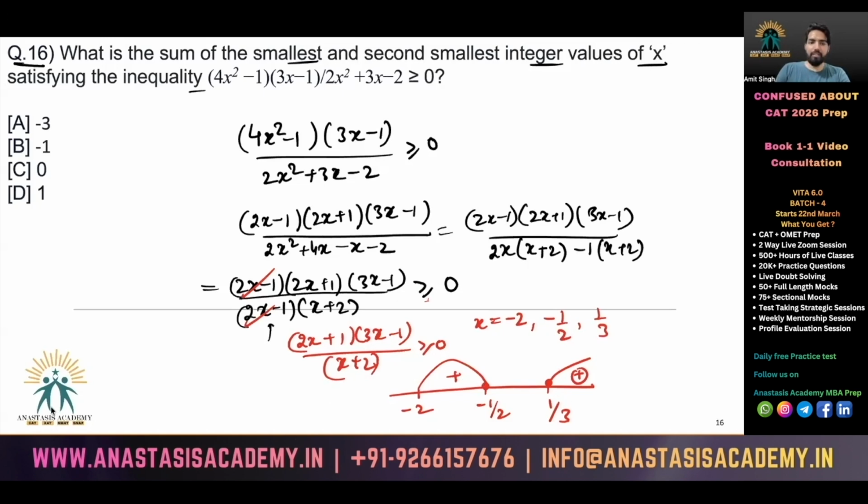So I need to include −1/2 and 1/3. But I need to exclude x equal to −2, because in that case this denominator becomes 0. So I cannot include this. So I can write the range of x as x belongs to (−2, −1/2] union [1/3, infinity). Correct?